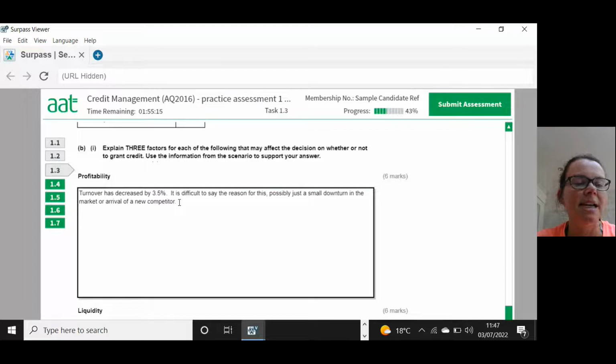Right, then my next point will be around gross profit. I am using their answer to help me a little bit here. So the gross profit has fallen by 3.1%. So a similar trend to the turnover.